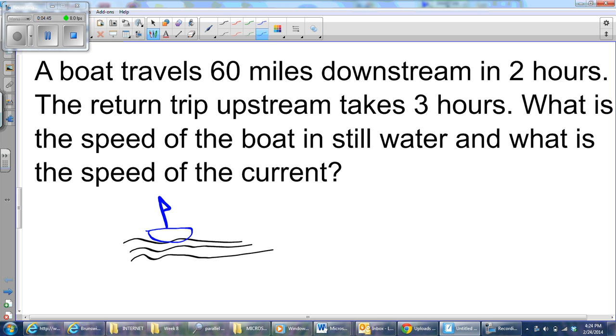Okay. It's a motorboat, but I wanted to draw a sailboat. And so it's moving down the stream. Okay. Downstream is going to be with the current. The current is going to be pushing it along. It's going to be speeding up.